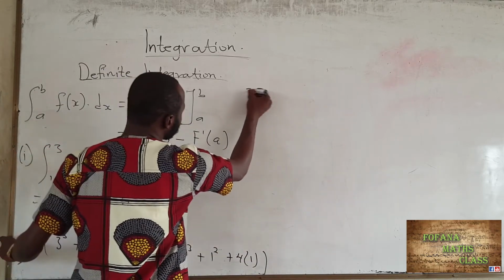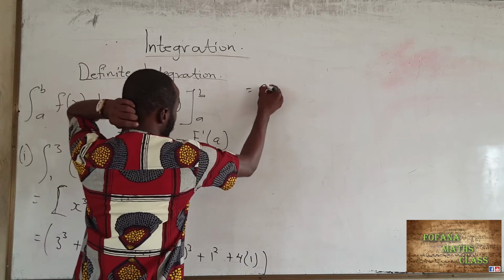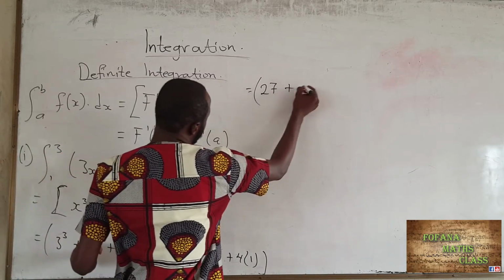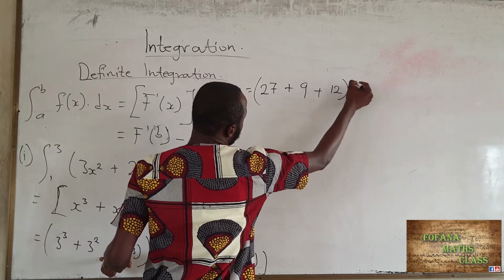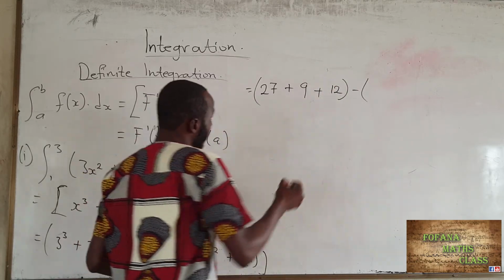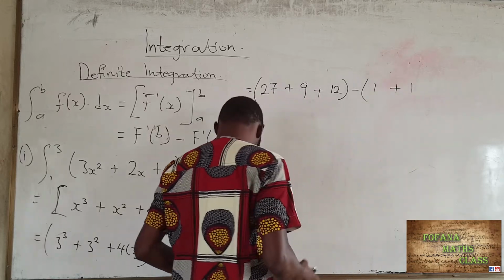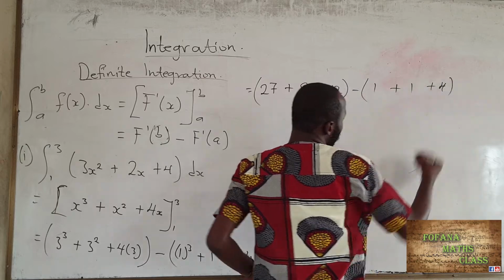So from here, now 3 to the power 3 will give us 27. So it will be 27. You open the bracket anyway. 27 plus 9 plus 12. Then minus, you open the bracket. 1 to the power 3 will give us 1. Plus 1 to the power 2 will give us 1. Plus 4 times 1 will give us 4.